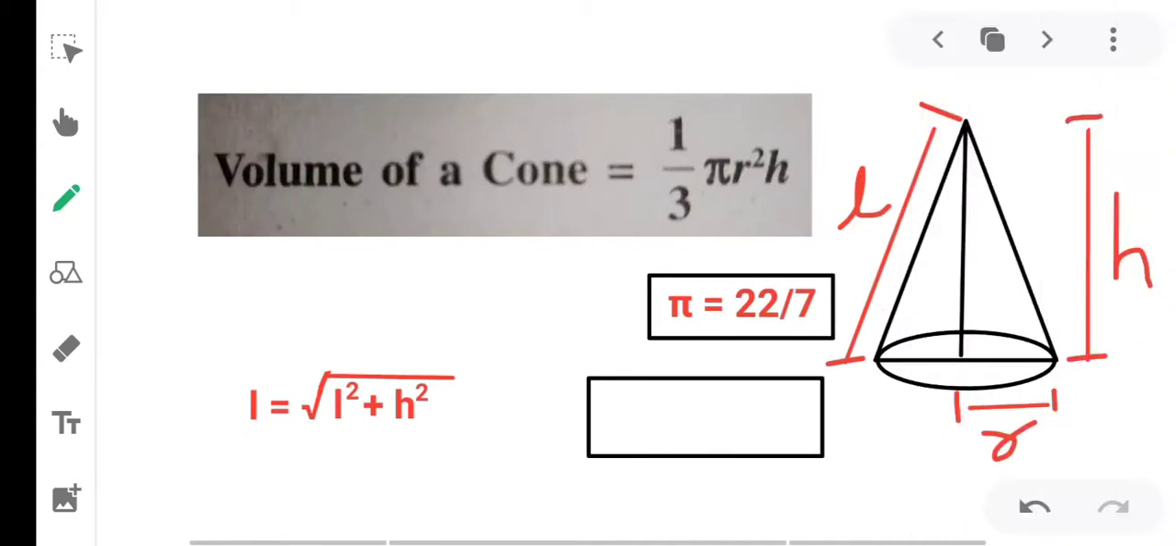Volume of cone is 1 upon 3 pi r square h. You can also see the figure of the cone, right? And the dimensions regarding the cone: the height of the cone, represented by small h, small r representing the radius, and small l representing the slant height, right? And the value of pi, you know, is 22 upon 7, and if in the question the value of pi is given as 3.14, we can also use that value 3.14, right?